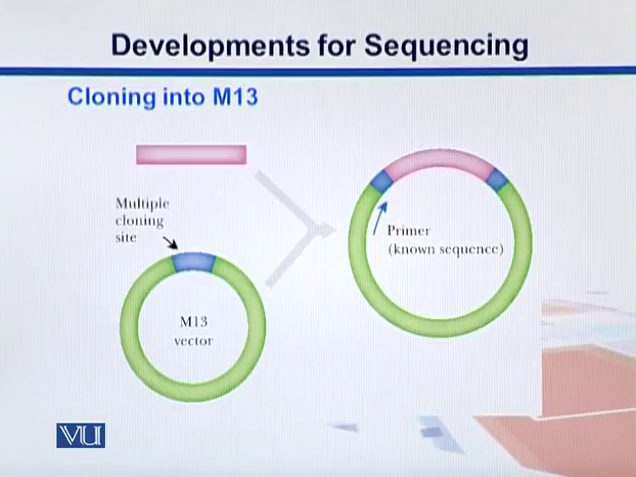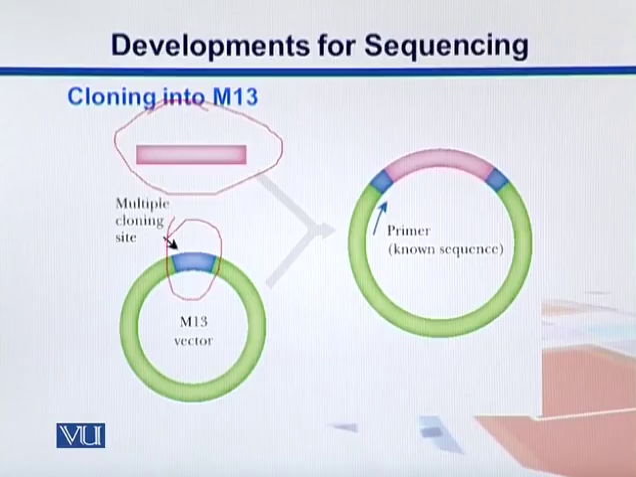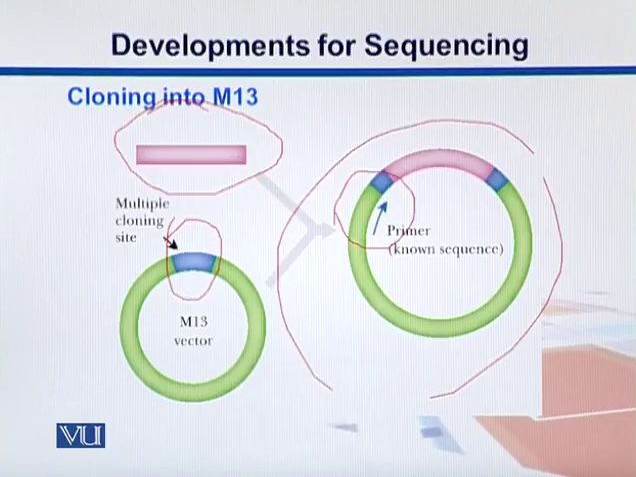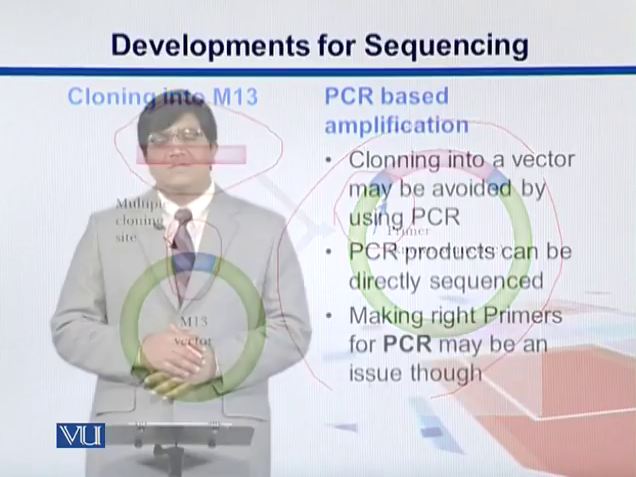So here is the gene for which we want to make the template DNA. We put it into the multiple cloning site of this M13 vector, and once it has landed there, we can design primers for the neighboring regions since we know this whole sequence. So it's easy to design the primers, and then we can have multiple copies of these single stranded templates coming out, which we can use for our sequencing.